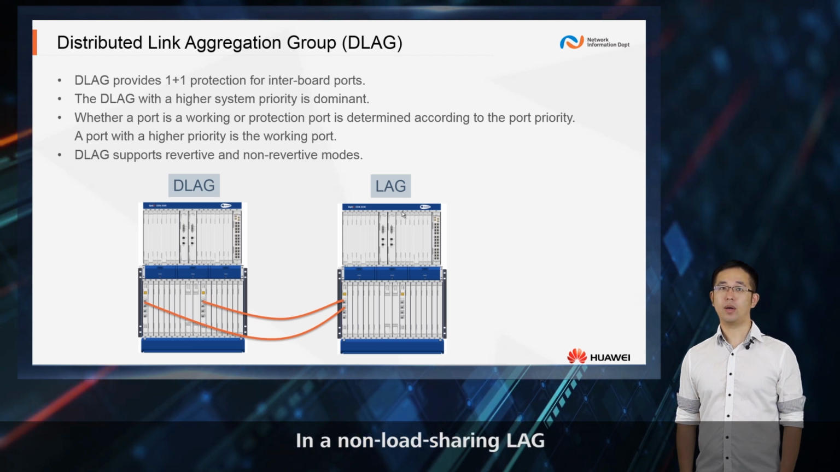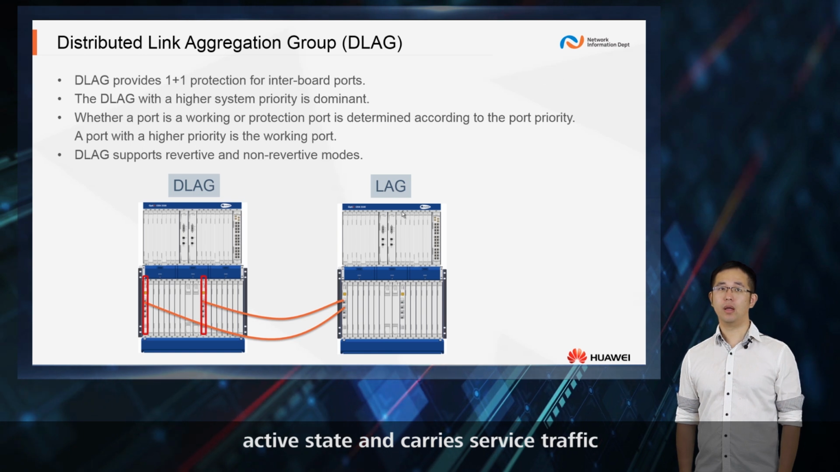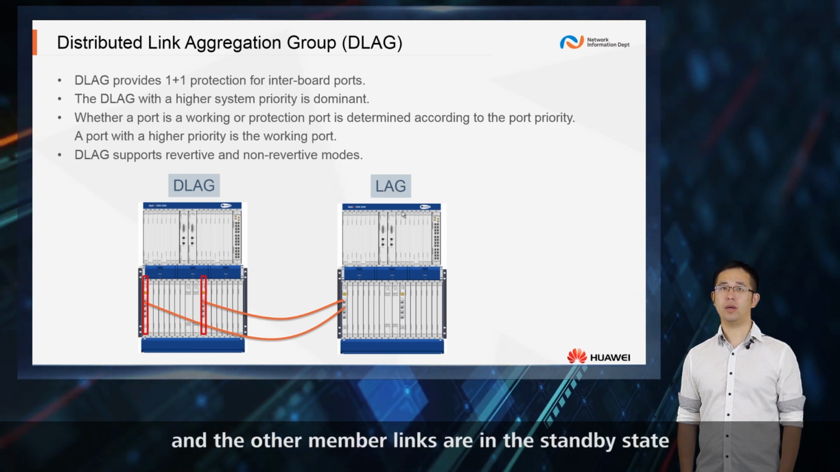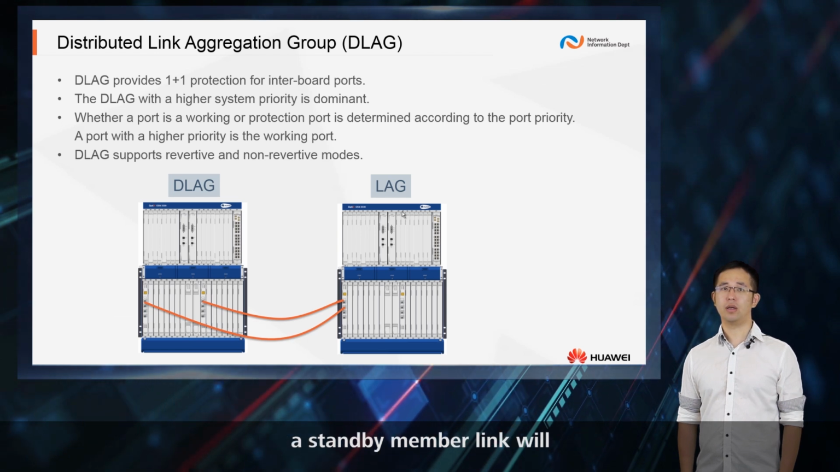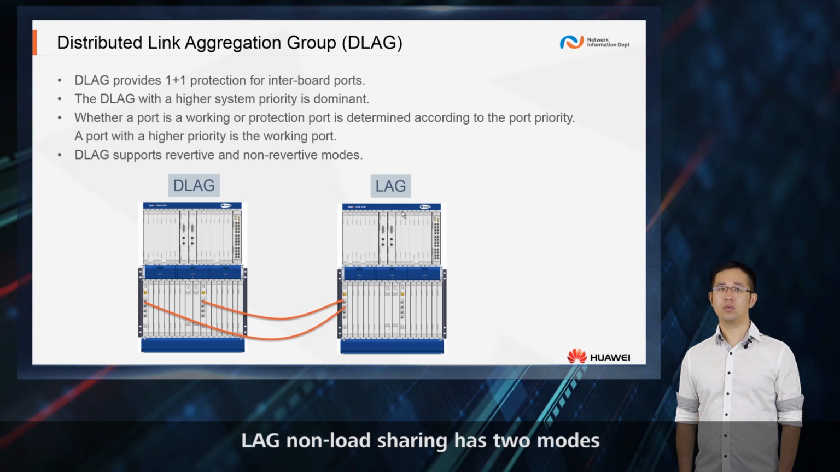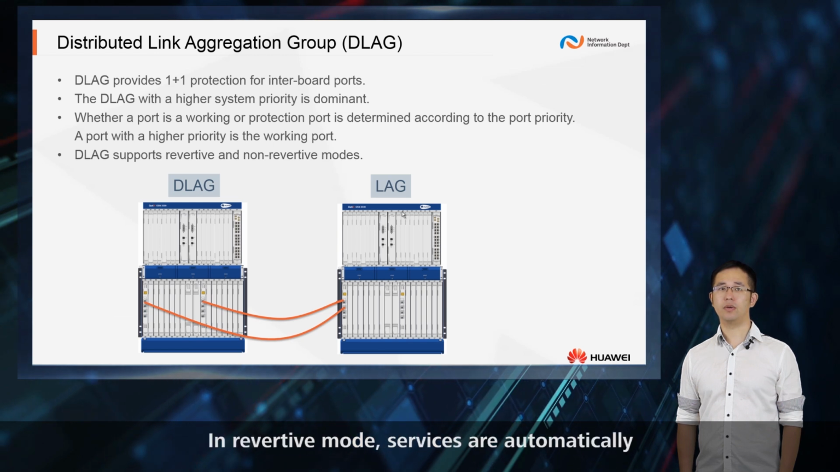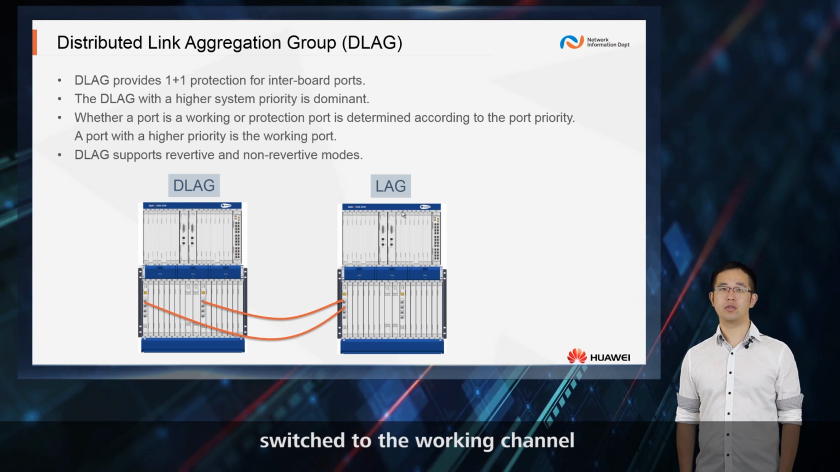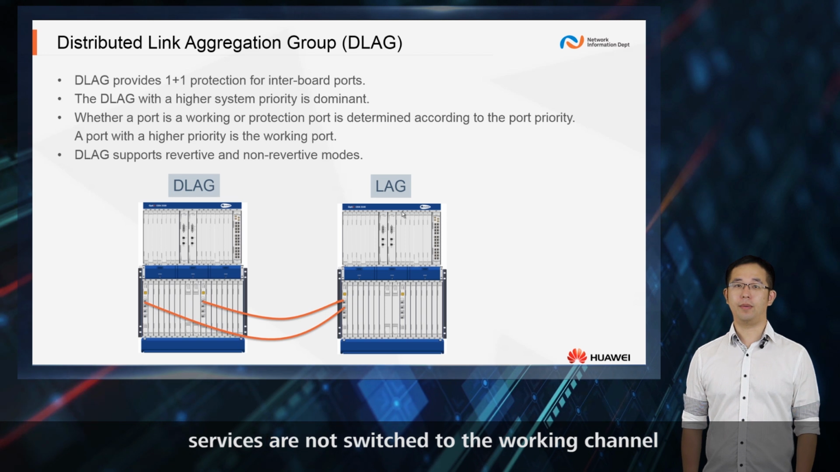In a non-load-sharing LAG, only one member link is in the active state and carries service traffic, and the other member links are in the standby state. When the active member link fails, a standby member link will be selected to carry service traffic. LAG non-load sharing has two modes: revertive and non-revertive. In revertive mode, services are automatically switched to the working channel when this channel recovers. In non-revertive mode, services are not switched to the working channel.